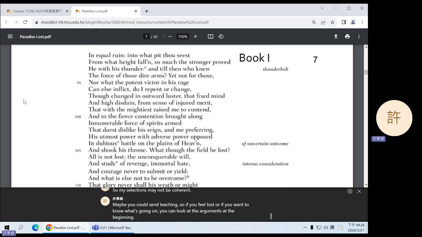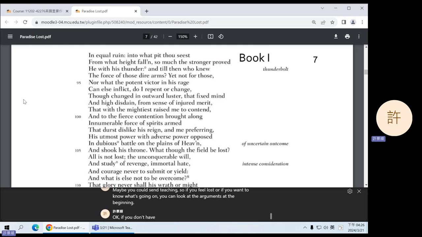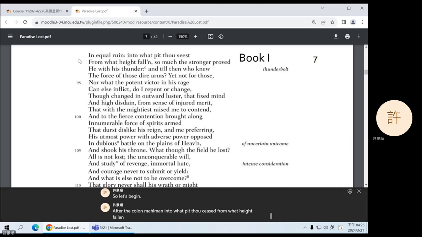Okay. If you don't have questions, I'll guide you starting in book 7. Book 1, page 7. Okay, I think this begins in the middle of a sentence. Sorry. So let's begin after the colon. "Into what pit thou seest, from what height fallen?"